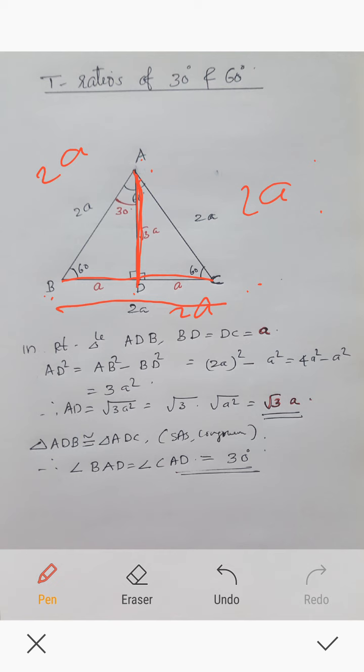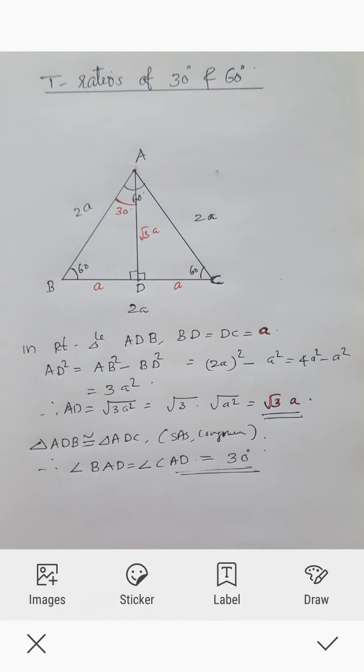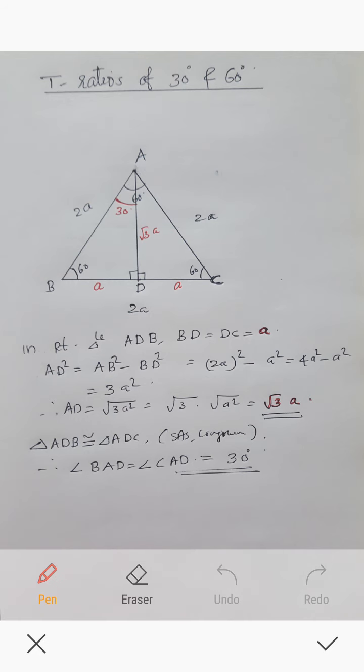Since this length is a and this is 2a, by Pythagoras theorem we can find the length AD. So AD square equals 2a whole square minus a square, that means 4a square minus a square, that's equal to 3a square.